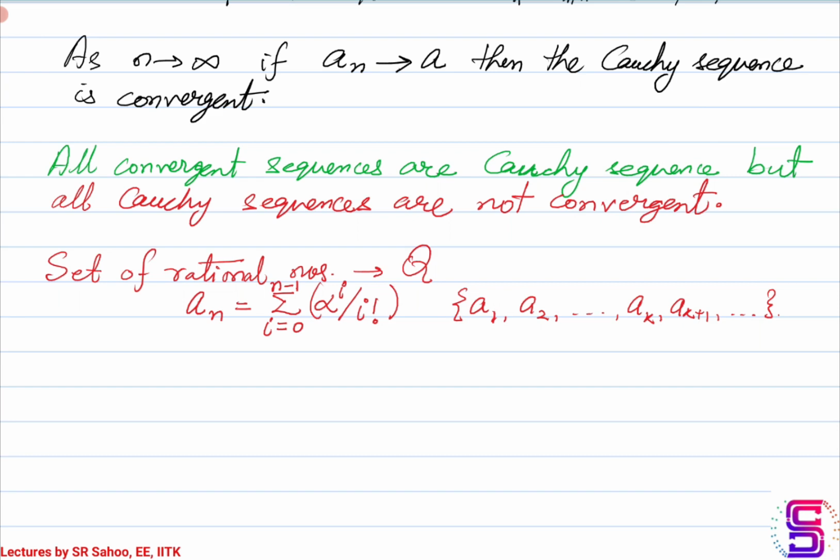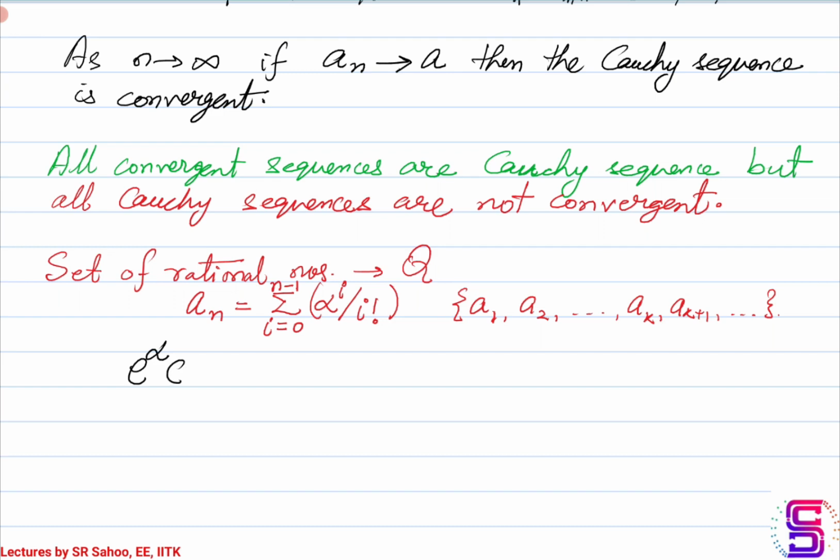Okay, now note that this is actually trying to converge towards what? This is trying to converge towards e power alpha, right? As you move farther down the sequence, it is trying to converge towards e power alpha.